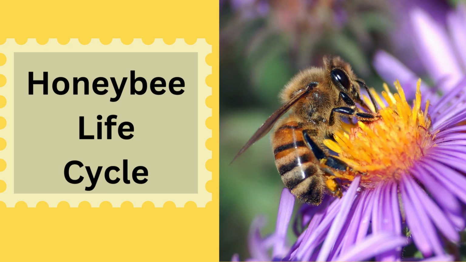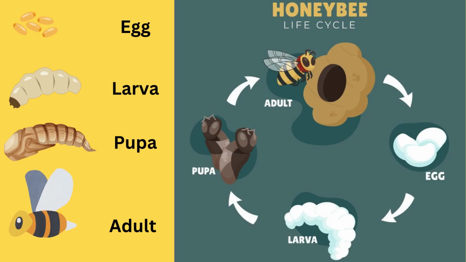Honeybee life cycle. The life cycle of a honeybee. Step 1, an adult honeybee lays eggs. Step 2, the eggs hatch and become larvae. Step 3, the larvae go into a pupa stage. Step 4, an adult honeybee comes out of the pupa stage and the life cycle continues.